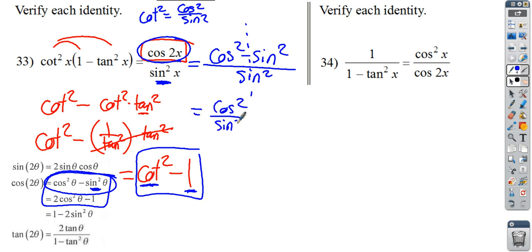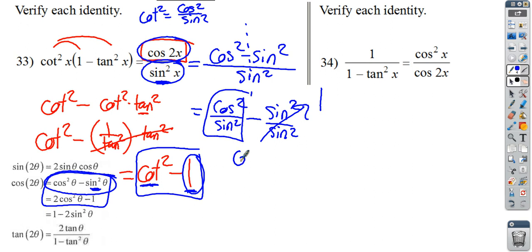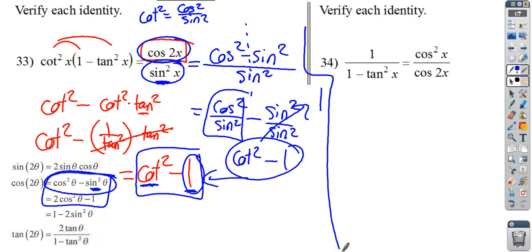If you weren't sure which identity to use, you could try all three of them and you'd eventually discover which one works. The reason I chose that one is because I saw that I wanted a 1 right there, and I saw that I had a sine squared on the bottom. So I knew that in order to get 1, I would need to have a sine squared on the top. So this equals 1, and this right here equals cotan squared. So you have cotan squared minus 1, and that's what we got on the other side.